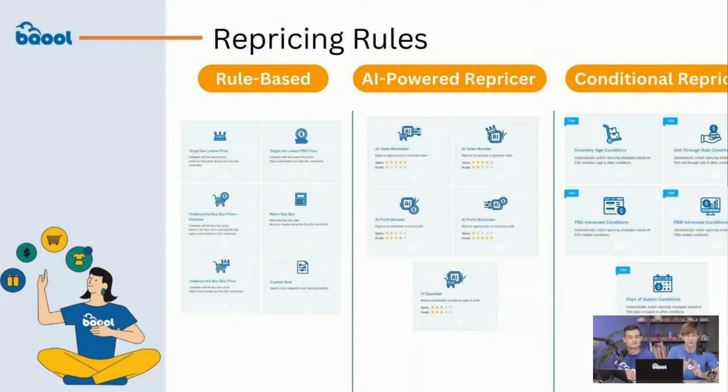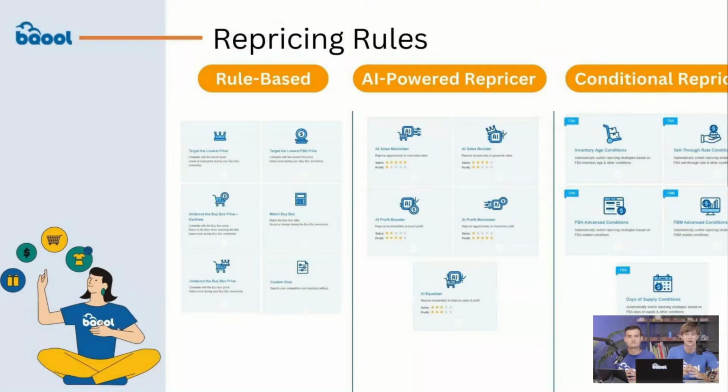Yeah, first, we have three different types of rules, which are rule-based, AI-powered repricer, and conditional repricer. Let me share a little bit more about rule-based. Our rule-based is the most affordable on the market. It starts at $25, and it's really good as well, because some of the really successful Amazon sellers are also using rule-based. We have some cool features such as bulk upload action and a free calculator.